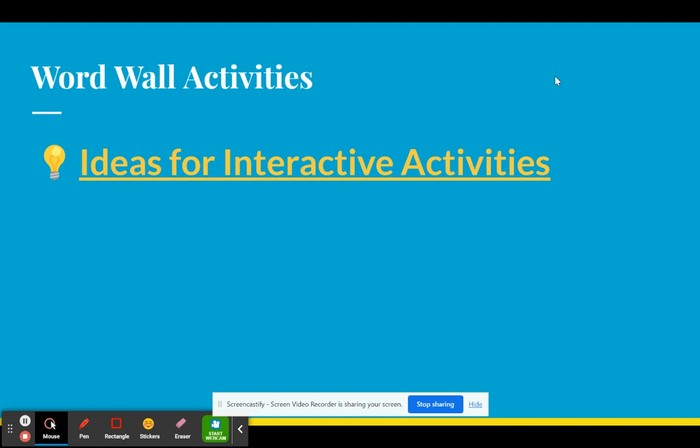Some examples of word wall activities that you might find in this collection are a really simple one that a lot of us probably know, charades, where students act out a word from the word wall for their peers to guess. Another example is the activity called add an ending, where you would take a word off the wall and add a different ending to it. So maybe you took the word plant off the wall and you added the ending ing, so it becomes planting.